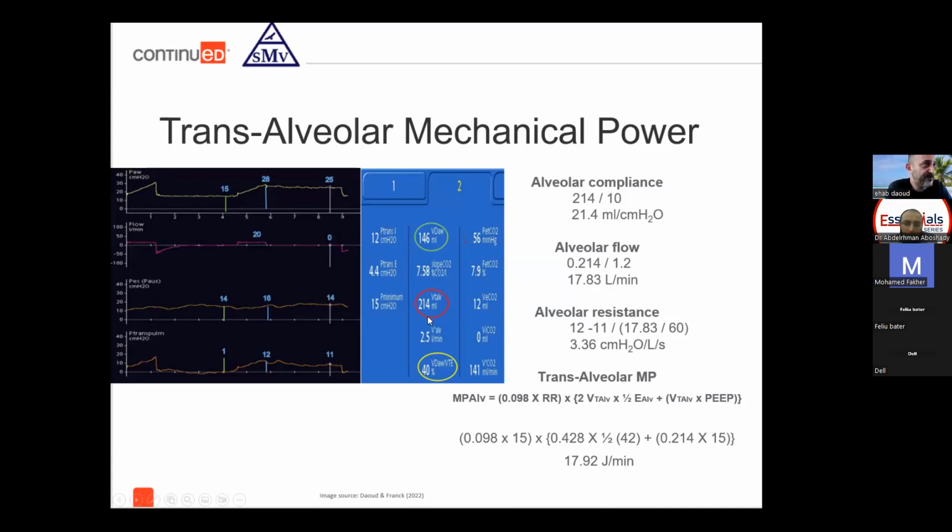So this person, for example, was getting 370 milliliter tidal volume. 1/3 of it or more, 146, is dead space, and our alveoli is seeing 214. So this is the effective, actually, alveolar volume that our alveoli can see and can injure our alveoli.